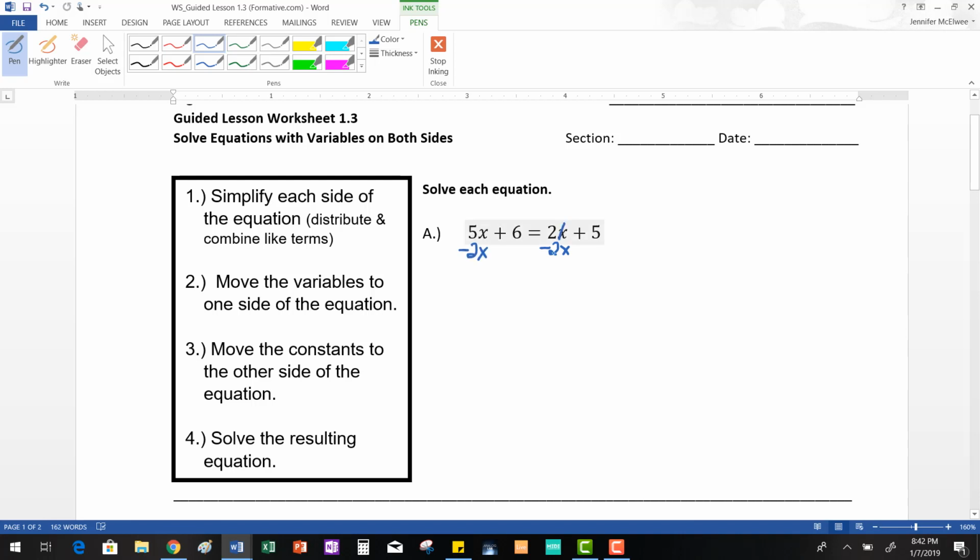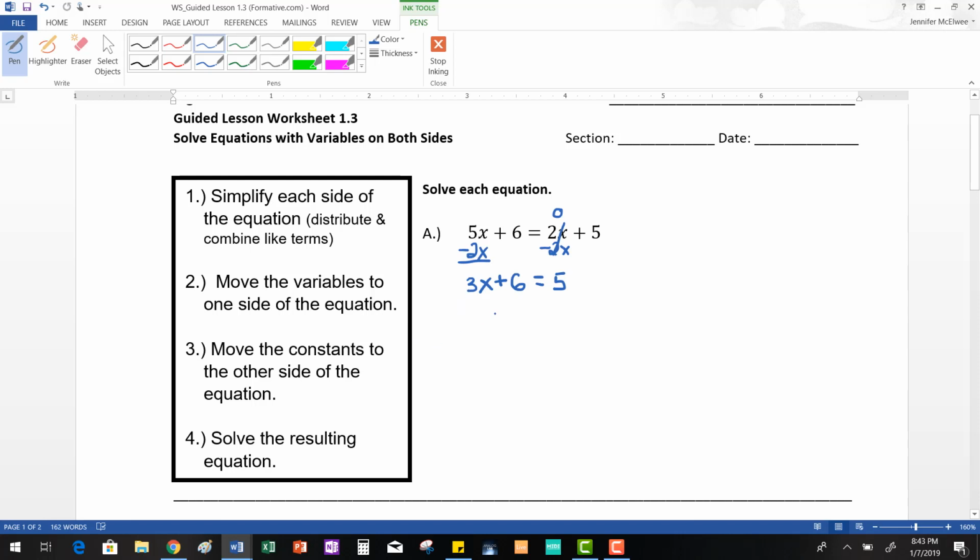When I do that, those 2x's on the right-hand side are going to cancel, leaving me with just a 5 there. On the left-hand side of the equation, 5x minus 2x is equal to 3x. And I bring down my plus 6 term. Now I'm ready to move on to step 3.